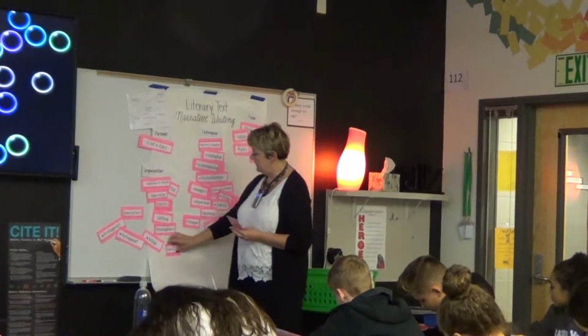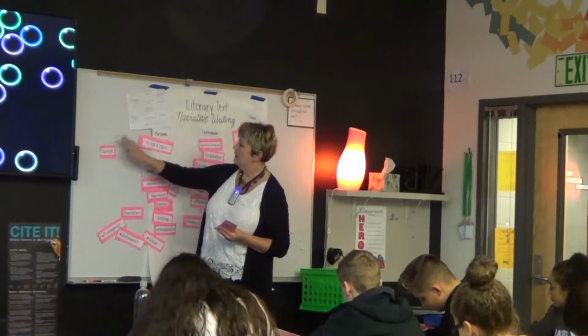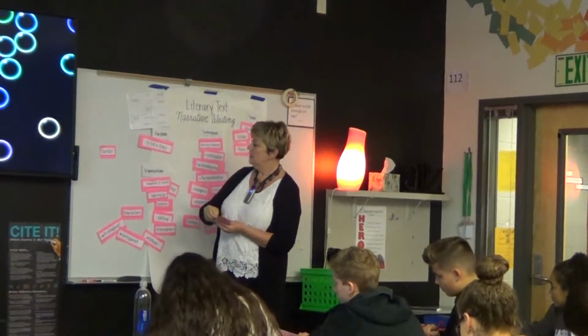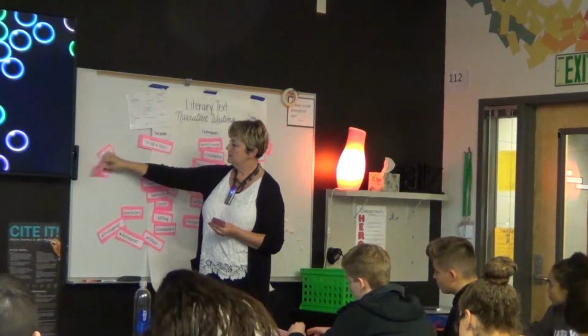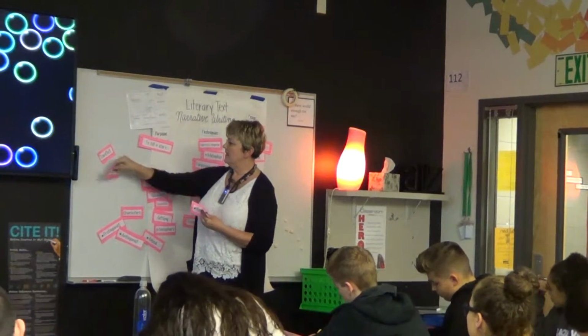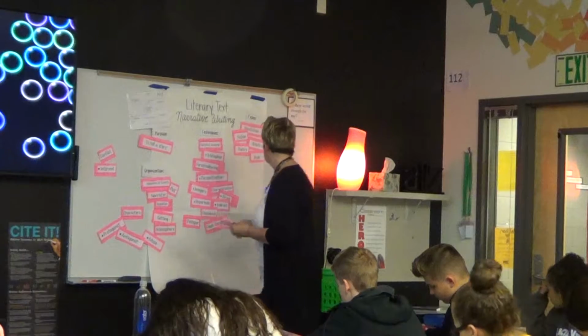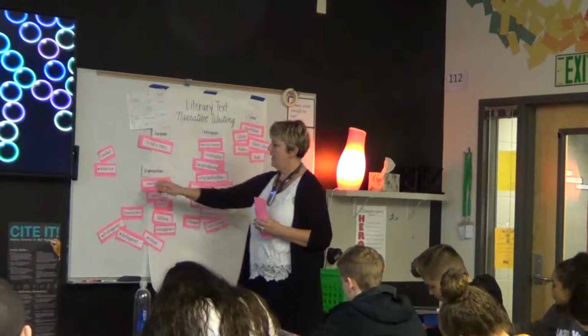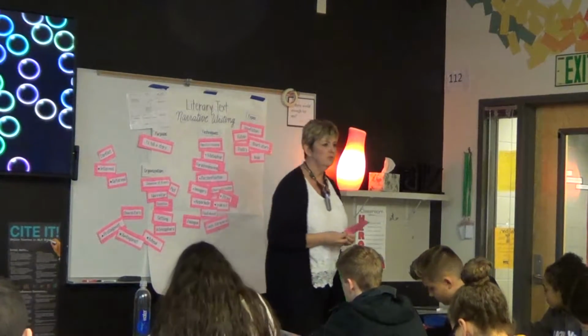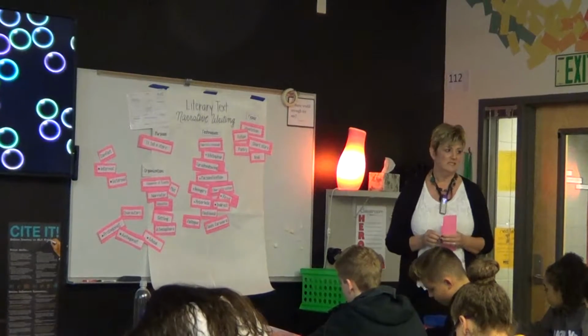And I'll move the conflict up here so you can see a little bit better. Okay, conflict, but we're talking about the rising action here. There can be internal as well as external conflict. And I'm talking about a character. How does a character have internal or external conflict in a text?